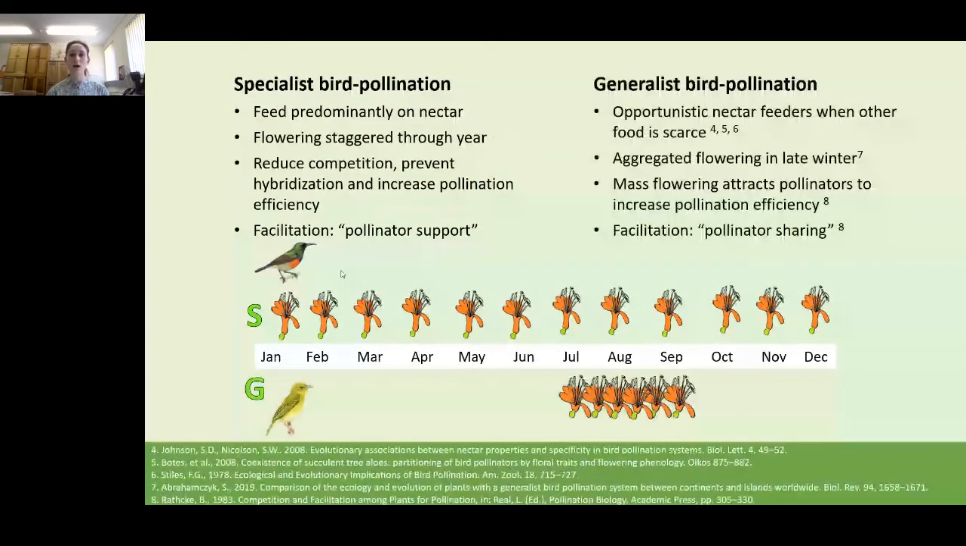The second group is pollinated by generalist birds, and the behavior of generalist birds is quite different to that of specialist birds. They're much more opportunistic nectar feeders because they are omnivorous, and therefore they only feed on nectar when other food sources are scarce. And therefore, to make most efficient use of these pollinators, it is thought that species pollinated by generalist birds would flower in late winter or the dry season, when these pollinators have got a shortage of other food sources. And so the mass flowering of these species in winter would collectively attract their shared pollinators, and this is a form of facilitation known as pollinator sharing.